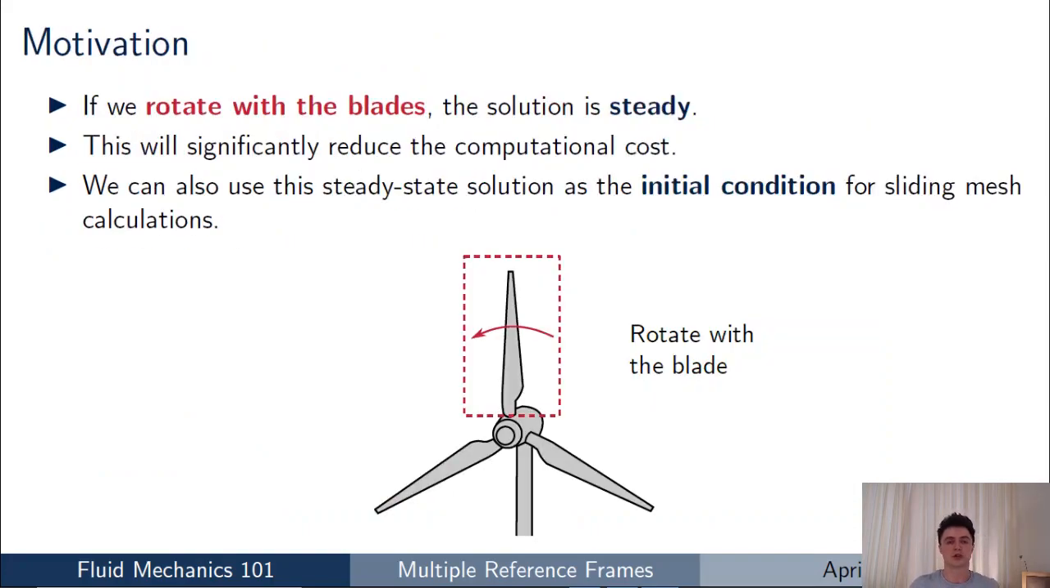So what we're going to do in this talk is come up with a solution or a simple method that we can use so we don't have to physically slide or rotate a region of the mesh when we're solving for a bit of rotating turbomachinery.